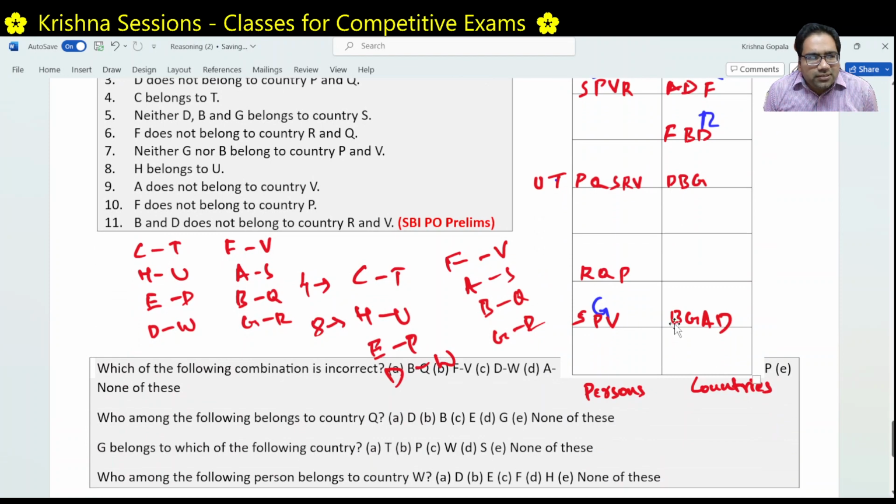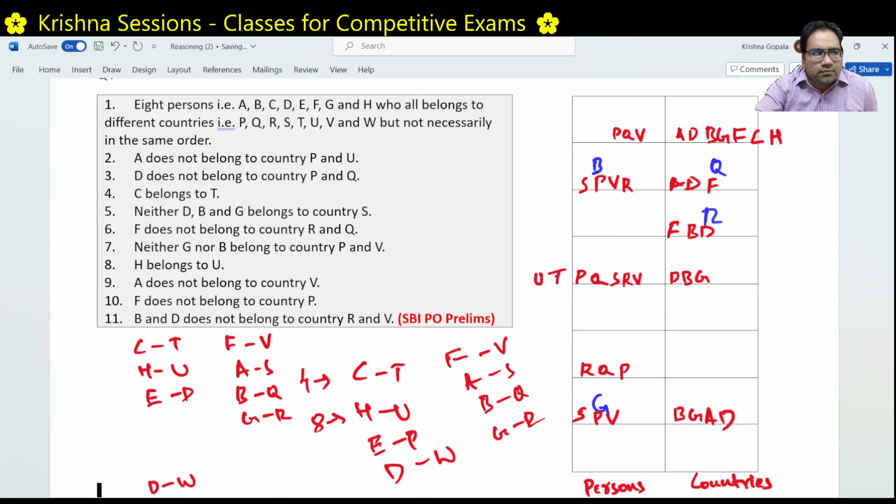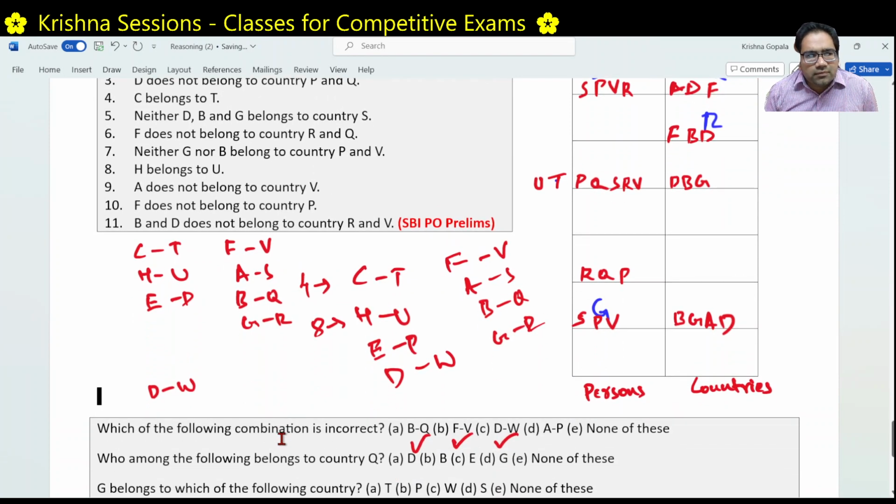Which of the following combinations is incorrect? BQ is right. FV is right. DW is also right. AP is wrong. It is not AP. It has to be AS or EP. So the answer D is wrong.